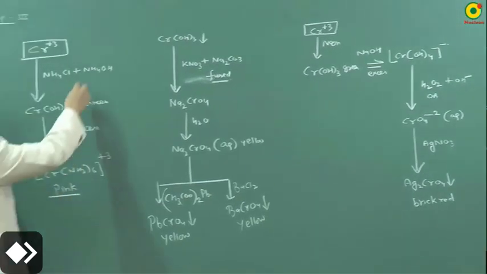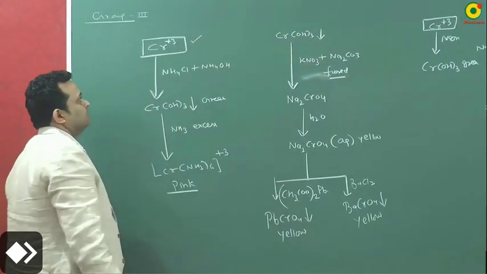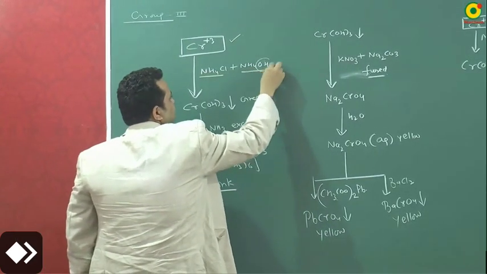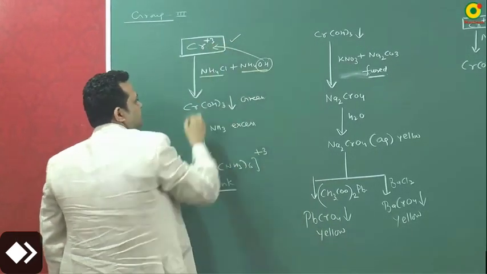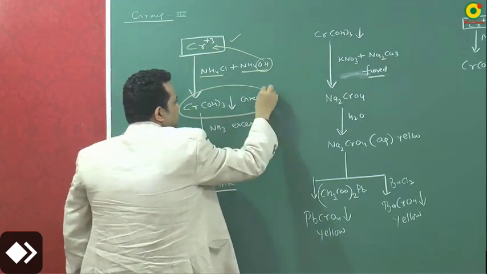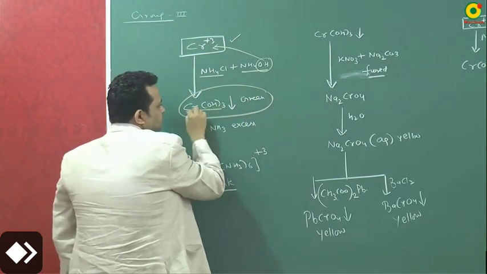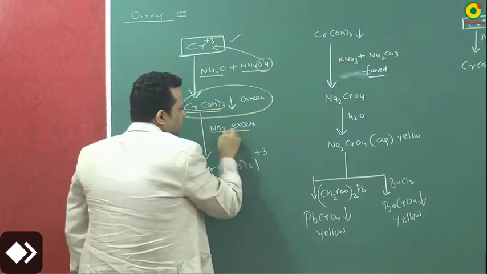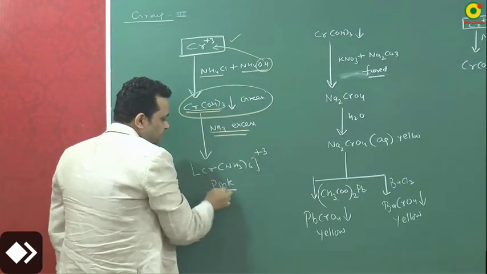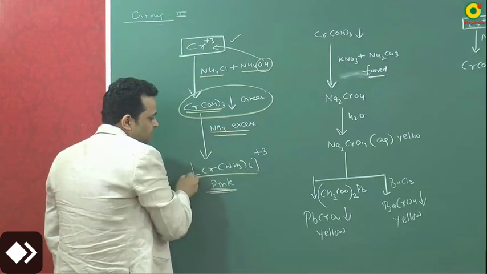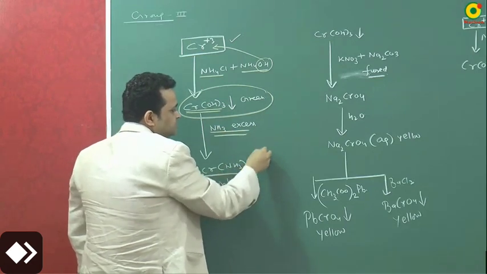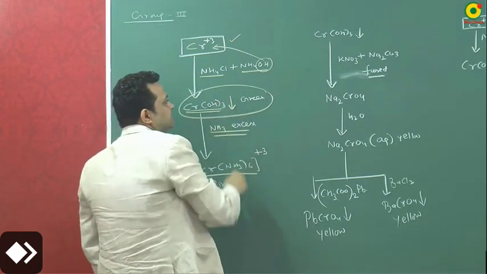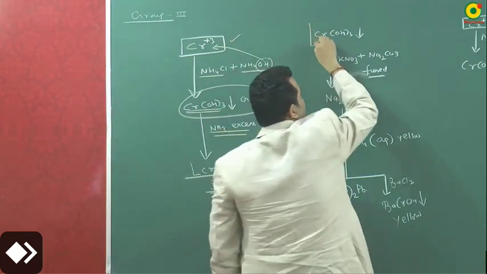Next ion is Cr3+ ion. NH4Cl is followed by NH4OH. OH- will combine with Cr3+, forming a green precipitate of Cr(OH)3. This precipitate is soluble in ammonia and it forms a pink color complex. The formula is [Cr(NH3)6]3+. Now we are further confirming the Cr(OH)3 precipitate.